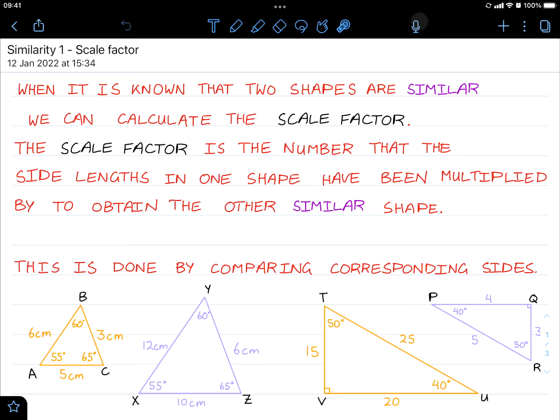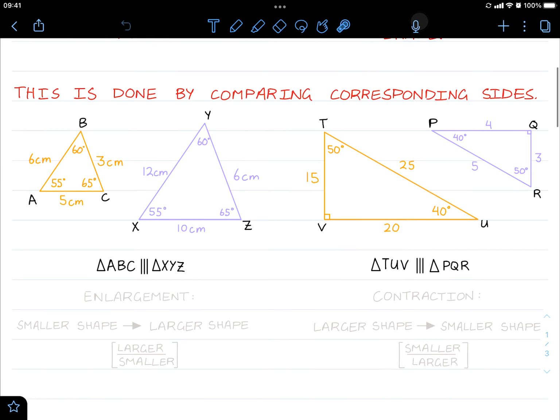In this video, we'll be looking at scale factor. When it is known that two shapes are similar, we can calculate the scale factor. The scale factor is the number the side lengths of one shape have been multiplied by to obtain the other similar shape. I'll show you what I mean here.